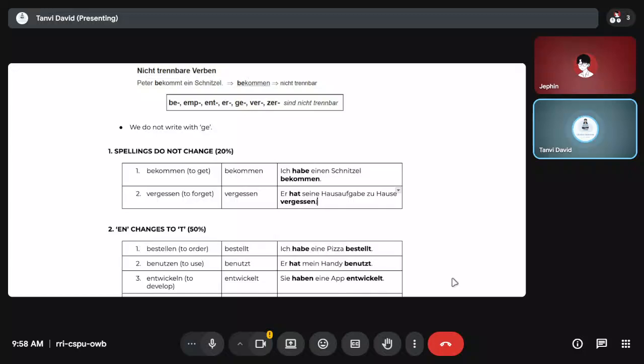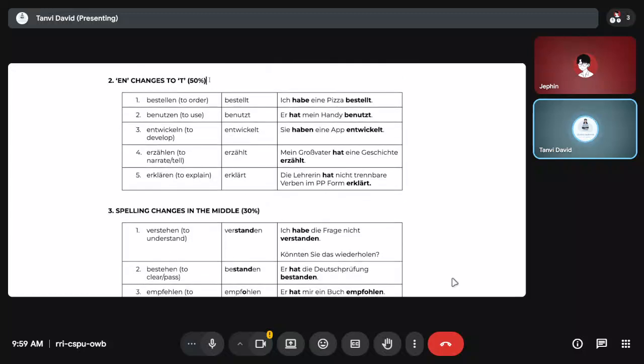All right. How will you recognize this as participle perfect? By seeing the verb at the end and the helping verb at the second position. So we're saying, I have got a schnitzel for myself. He has forgotten his homework at home. Only 20% of the verbs come under this category. We don't have a lot of these words. We have only a few. Even 20%, I'm being very generous. You can say 15%.